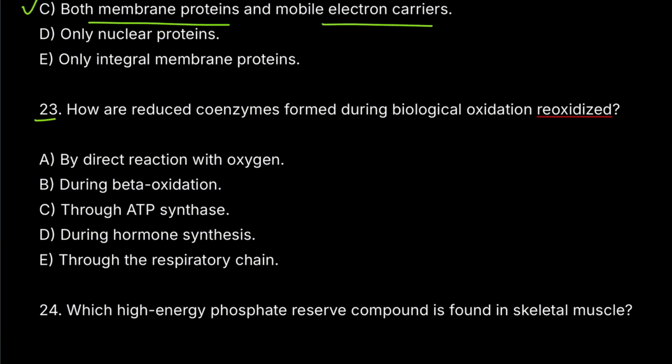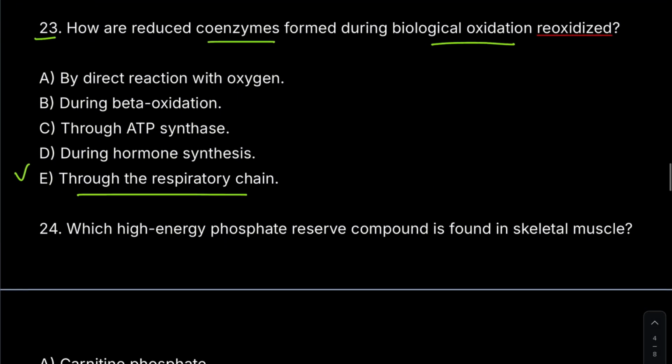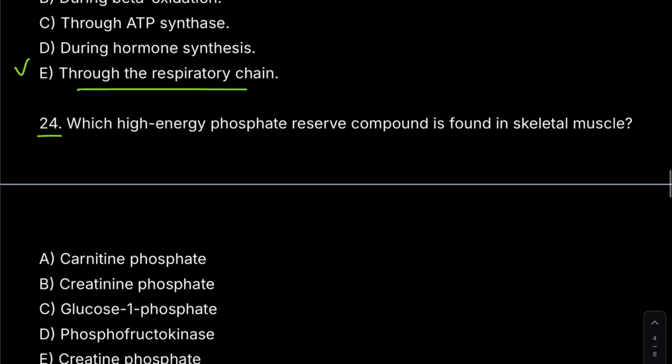So, question number 23. How are reduced coenzymes formed during biological oxidation reoxidized? The correct answer is E, through the respiratory chain. NADH and FADH2 donate their electrons through the electron transfer chain, where they are oxidized back to NAD positive and FAD. The released energy drives ATP synthesis through oxidative phosphorylation.